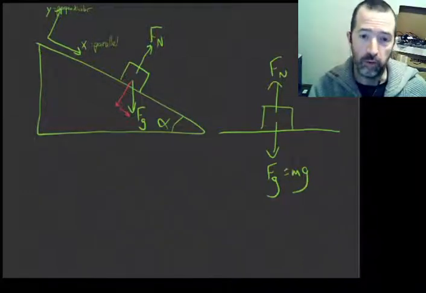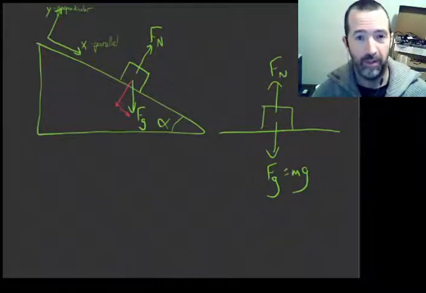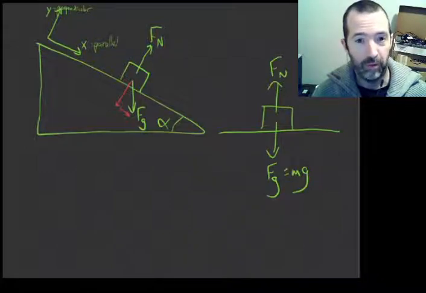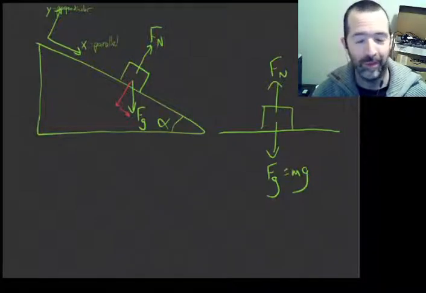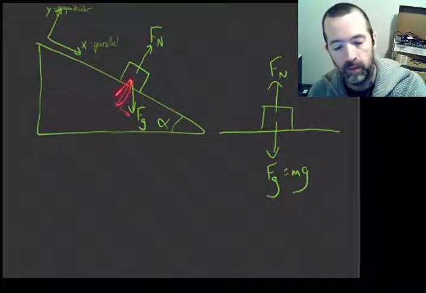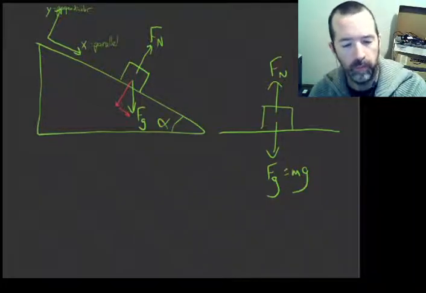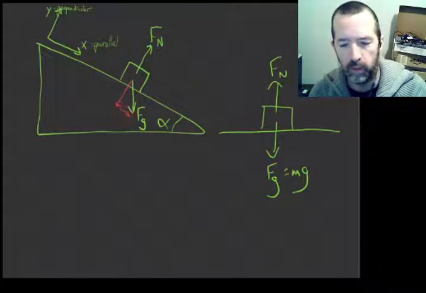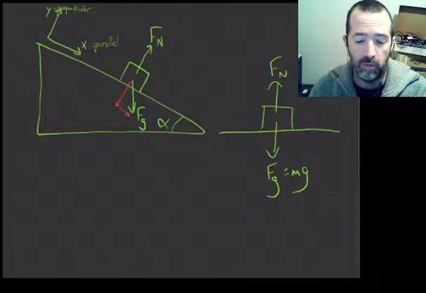But the weird part about this triangle is that, again, you kind of have to tilt your entire perspective in order for it to look like what you're used to. So this side here is the y component, because the y direction is perpendicular to the ramp. And this one here is the x component. So now what I need to do is figure out which one of them goes with sine and which one of them goes with cosine.